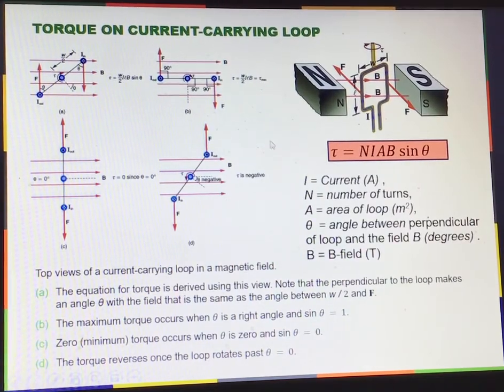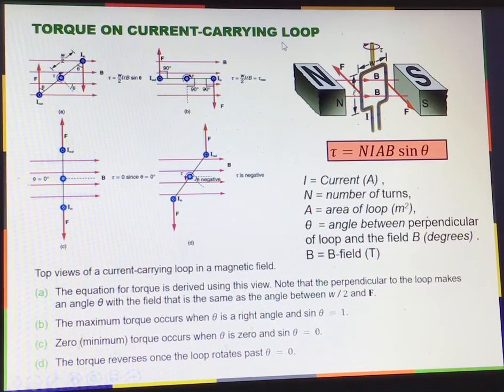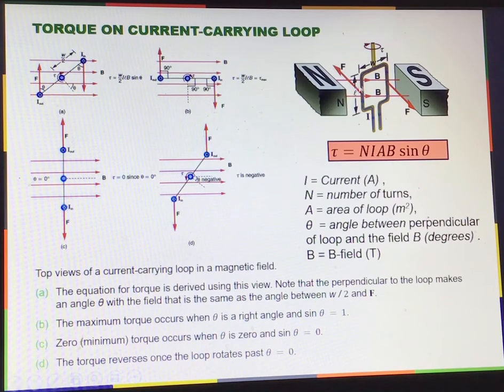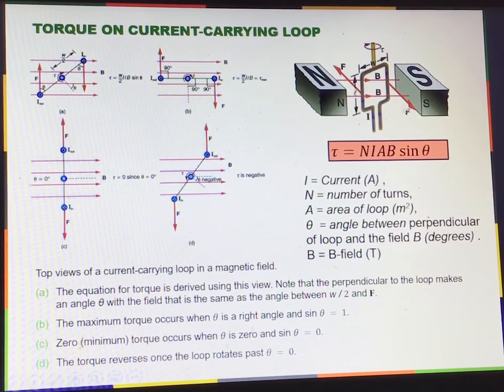Now we're going to derive an equation that is going to let us calculate the torque on a current carrying loop. Again, if you look at this picture right here, you have a loop, and this loop carries a current, and it's placed in a magnetic field such that this is the north and this is the south. The magnetic field is always going to point from north to south. The presence of this magnetic field is going to produce forces that act on the left and the right side of the loop, and this will generate a torque that is going to cause this loop to rotate inside the magnetic field.